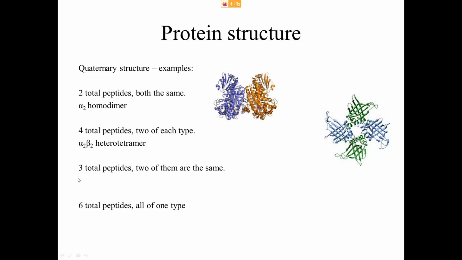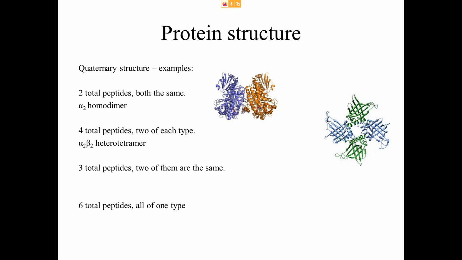So we have to describe it. It's not all the same. So it's a heterotrimer because not all of them are the same. They don't all have to be different. They just can't all be the same. Right? So 3 total peptides, not all the same. Heterotrimer. And then how do I tell that 2 of one type and 1 of another?